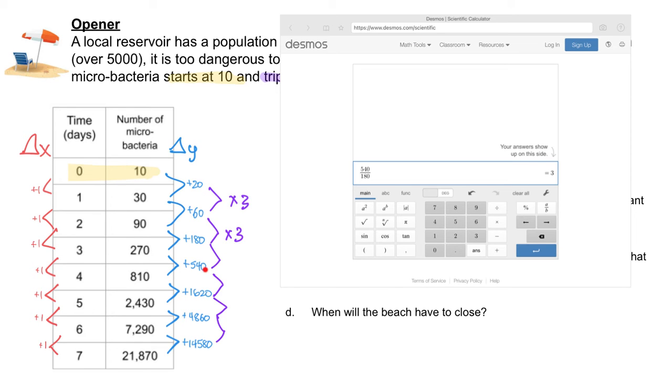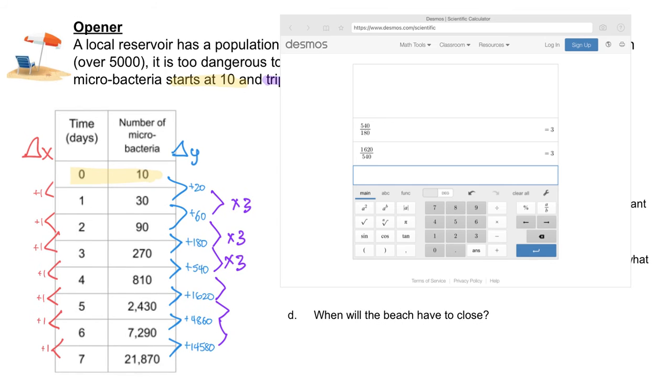So from 180 to 540, I just typed in 540 divided by 180, and you can see that the answer there is 3. So that means that this is also times 3. If I take a look at the next one, I have to hit enter first. If I type in 1,620 and I divide that by 540 and I hit enter, you'll see that that's also times 3. And you could do this for the rest of the table.